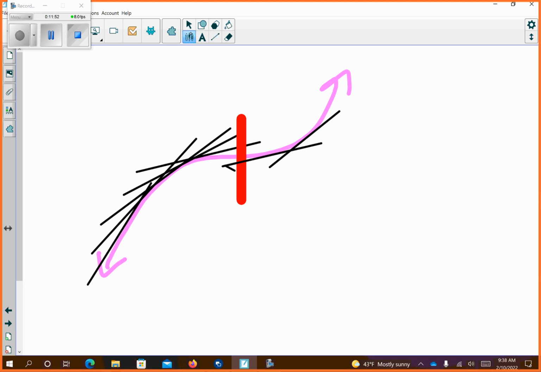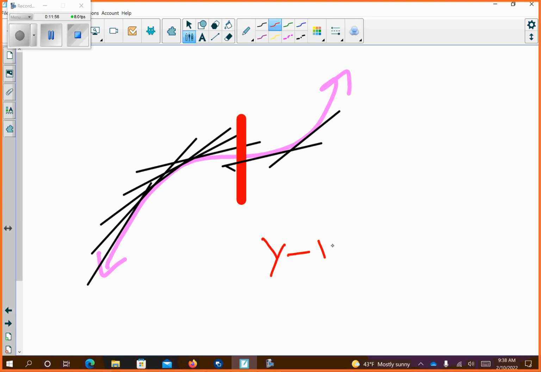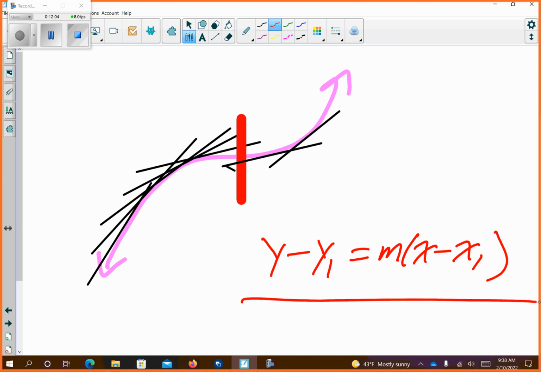So these all relate back to when we used our point slope equation. Each of these black lines would have a different equation. The slope's changing, the point of tangency, the x comma y, are changing as well as we ride along it. Okay?